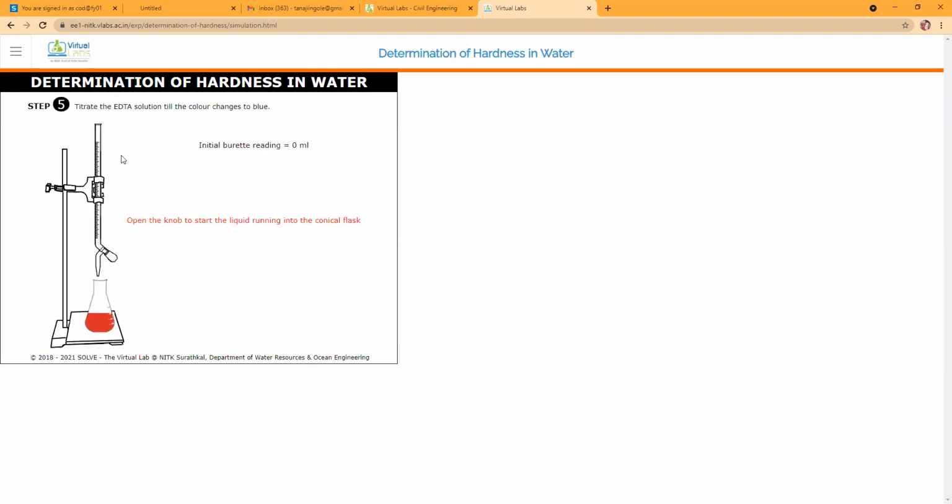Next, titrate with the EDTA solution till the color changes to blue. Initial burette reading is 0 ml. The wine red changes to blue. The reading starts from 0. Start the liquid running into the conical flask; the color changes from wine red to blue.